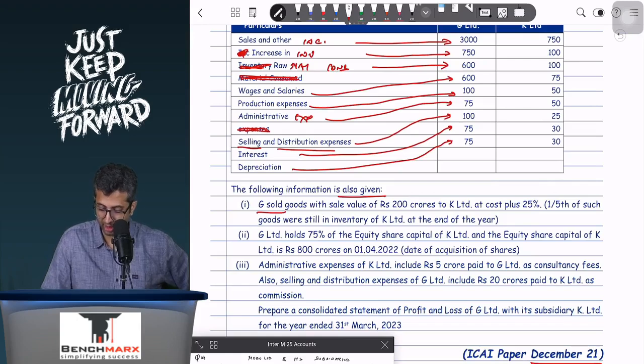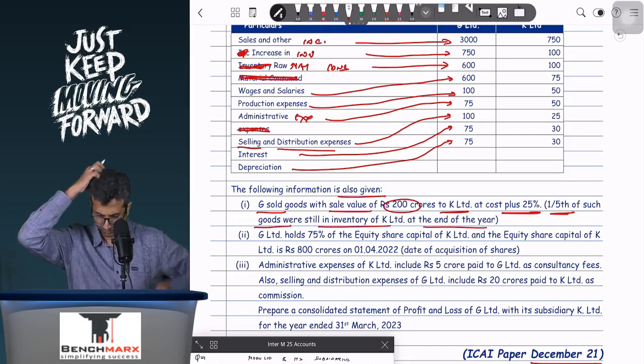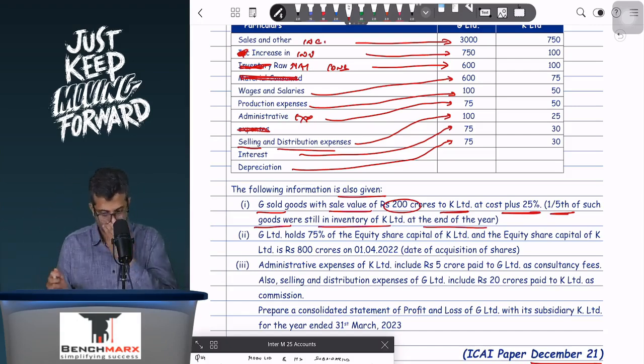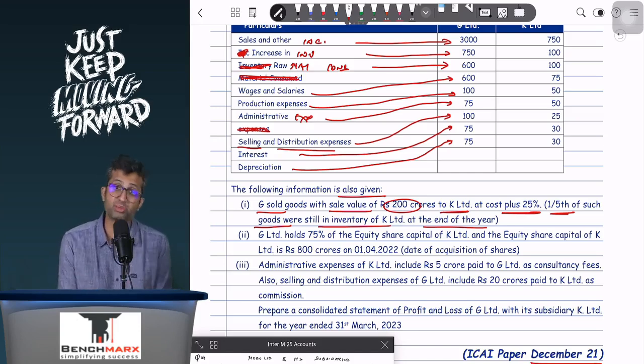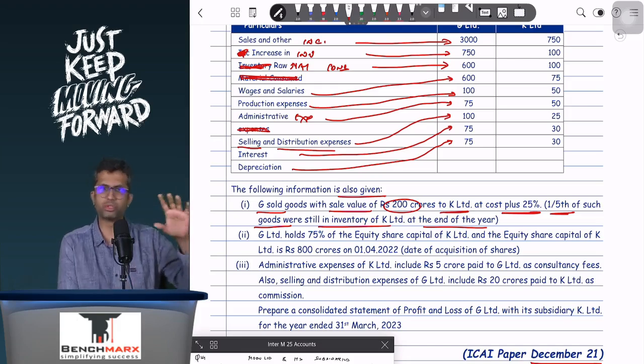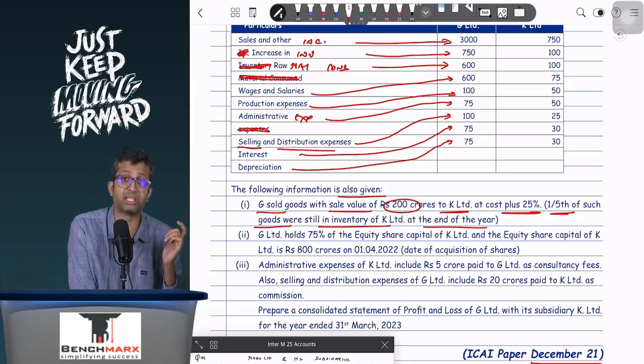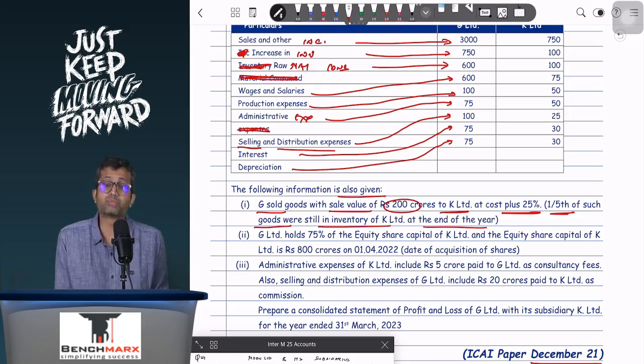G, who is the parent, sold goods with a sale value of 200 to K at cost plus 25%. 1/5 of such goods were still in inventory of K at the end of the year. So there are two adjustments over here. Some people just do the unrealized profit adjustment, but remember, in a similar adjustment in the balance sheet, you would have done intercompany elimination of receivables and payables if there were any, and then separately done unrealized profit adjustment to the extent of unsold inventory.